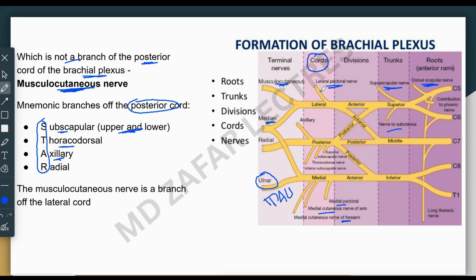Then we have the posterior cord. It gives STAR, as I have already explained. The axillary and radial nerves are the terminal branches, and the short branches are the upper and lower subscapular nerves as well as the thoracodorsal nerve. So this is the overview, and I can guarantee that there is no other MCQ that can be tested apart from the things that I've already told. So try to memorize them and try to implement your knowledge in the form of a diagram the way I have done, so that you can have a long-term memory, and try to remember the mnemonics that I give you in these videos. They will be very helpful at the end of your final revision.